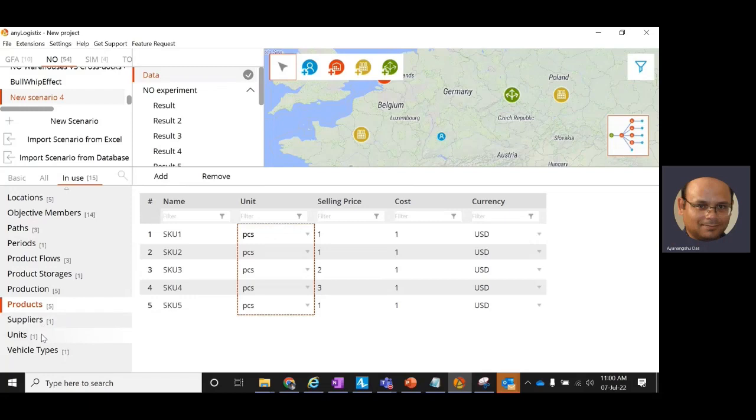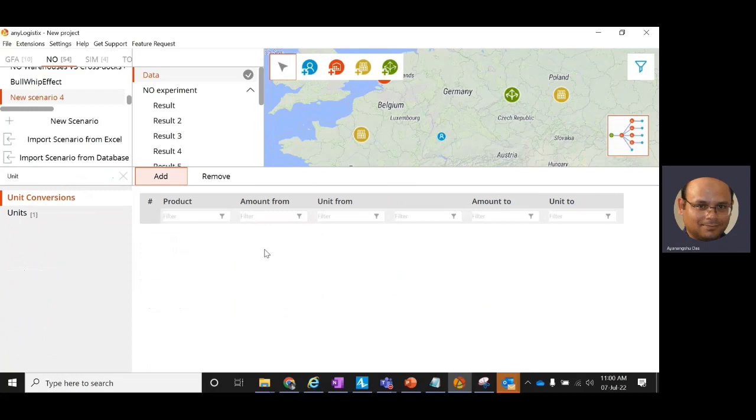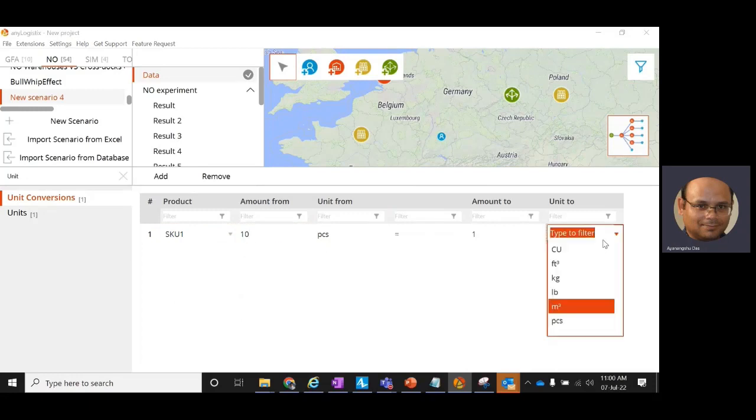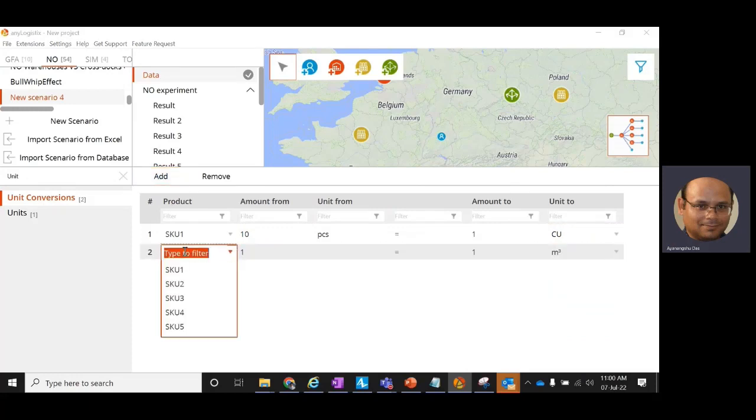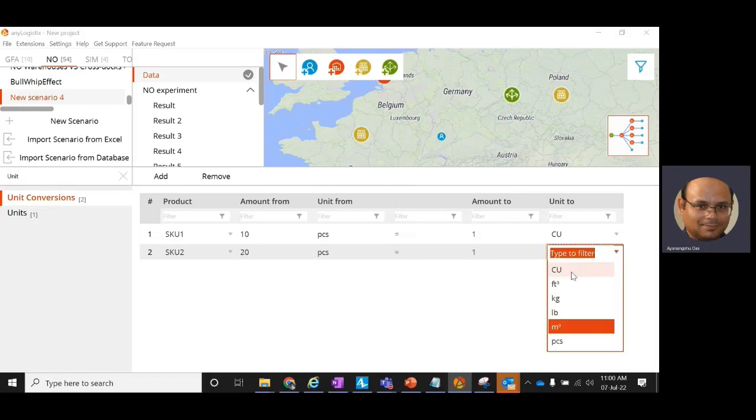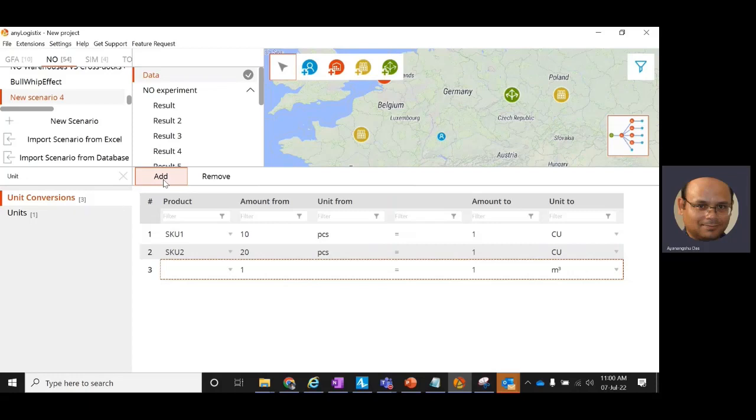So we have to define the conversion factors from pieces to cargo units. What we will do is use the unit conversions table. Here we can add the products and how many pieces of each SKU amount to a cargo unit. Suppose I say that 10 pieces of SKU1 amounts to 1 piece of cargo unit, and 20 pieces of SKU2 amount to 1 cargo unit. Likewise, we can add rows for all the SKUs.